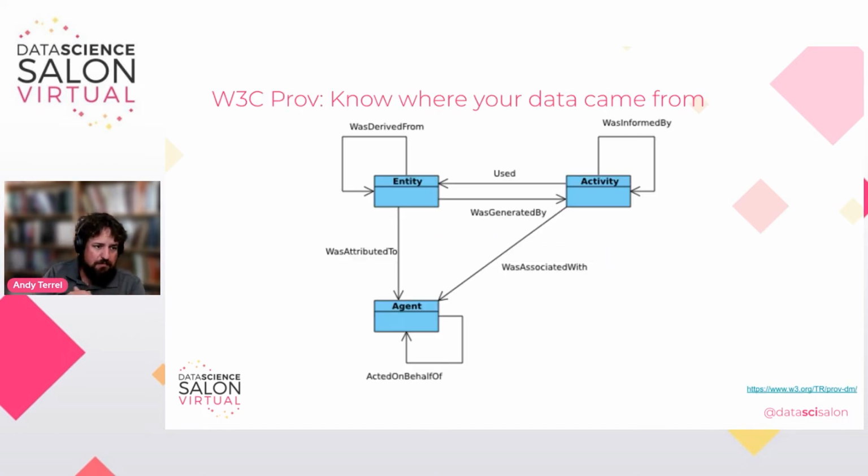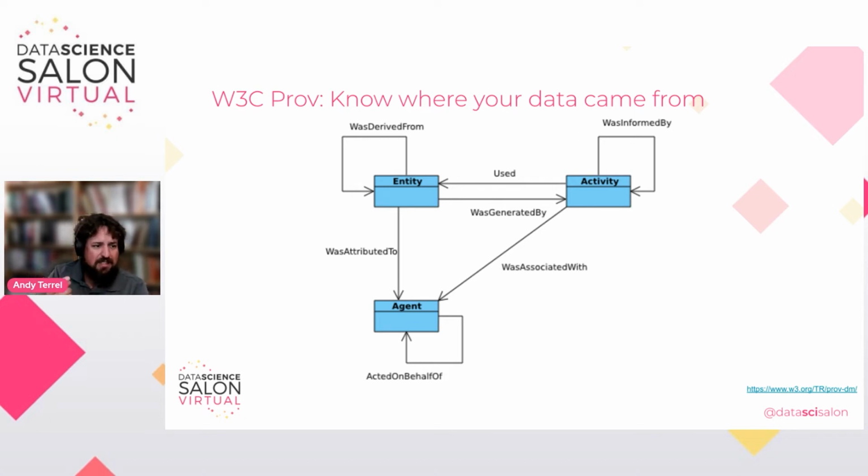The W3C specification I like here is called PROV. Sometimes you can go to the PROV documentation. You can see it there in the link in the slides. And it essentially comes down to three objects. You have an entity, an activity, and an agent.